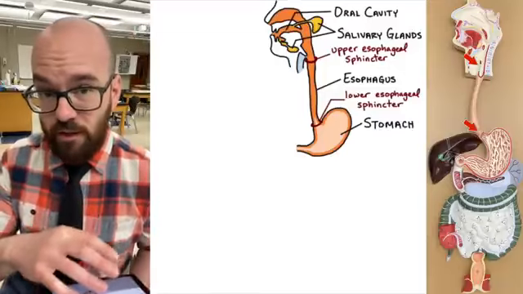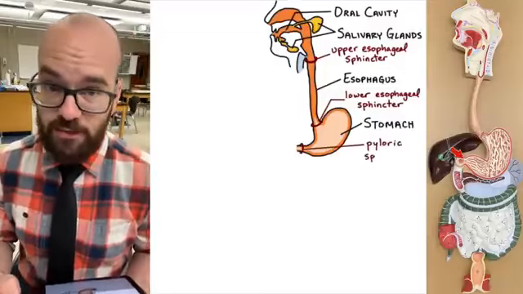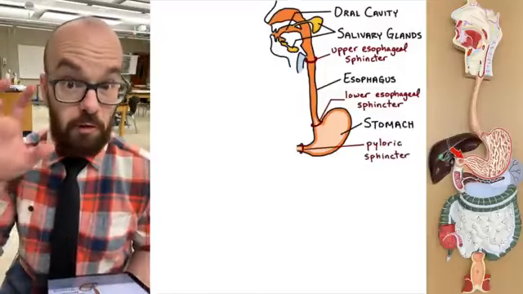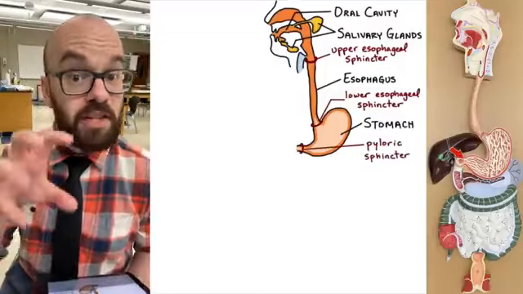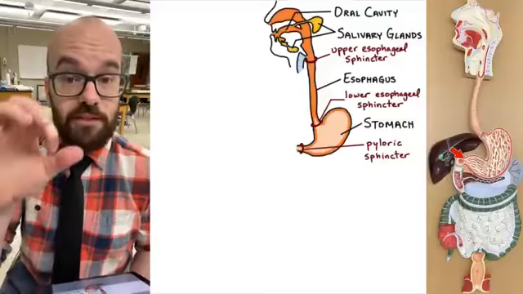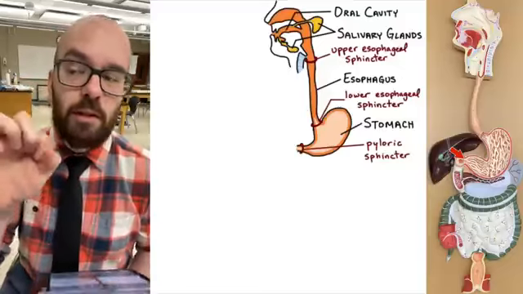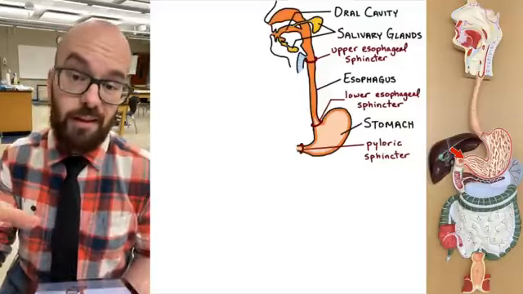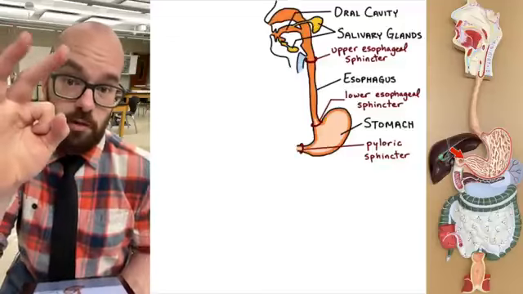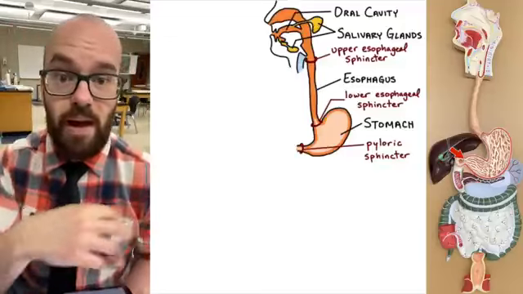Then on the other end of the stomach, we have something called the pyloric sphincter. And the reason we need this is because we want food to stay in the stomach for long enough to undergo proper digestion before it goes into the intestines. So that pyloric sphincter will be closed off until we're ready for that food to go from the stomach into the intestine, in which case that muscle will relax, open up, and the food can pass through.